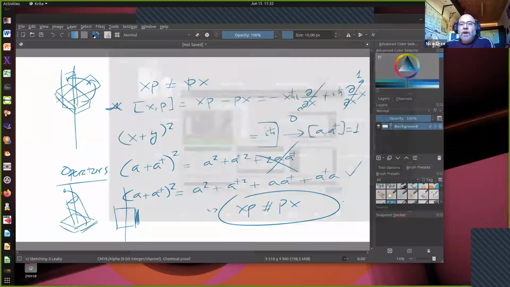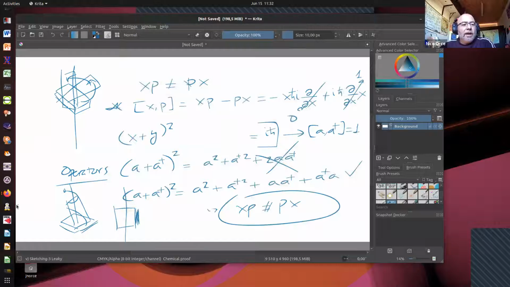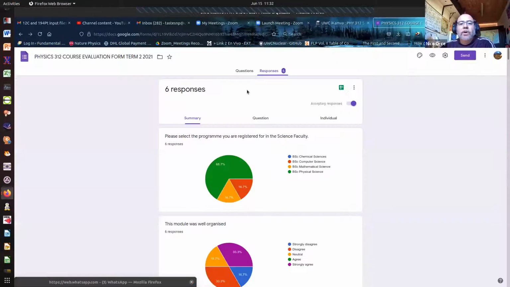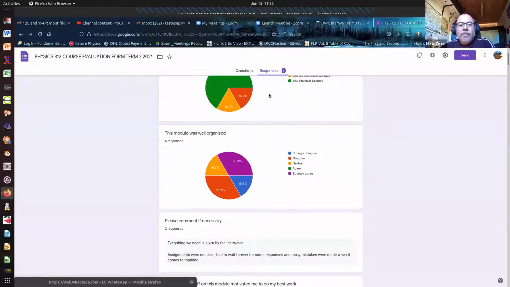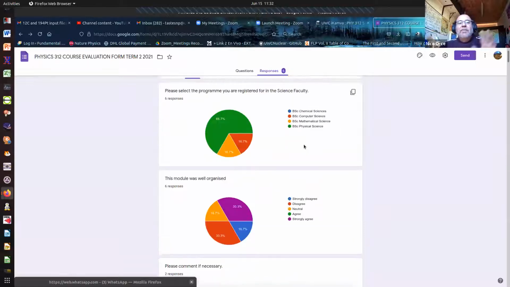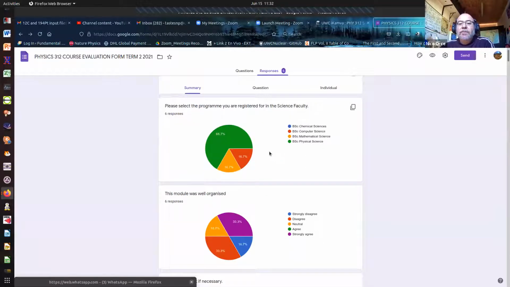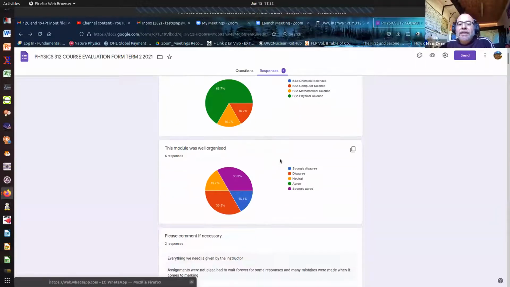So then, one last thing, actually, let me share the screen one more time. I want everyone to go through the course evaluation. So we have a lot of discrepancy here. The module was well organized. Remember, this is term 2. Okay, the course evaluation, there are only 6 responses. I want everyone to respond, so we have a clear understanding of the situation.